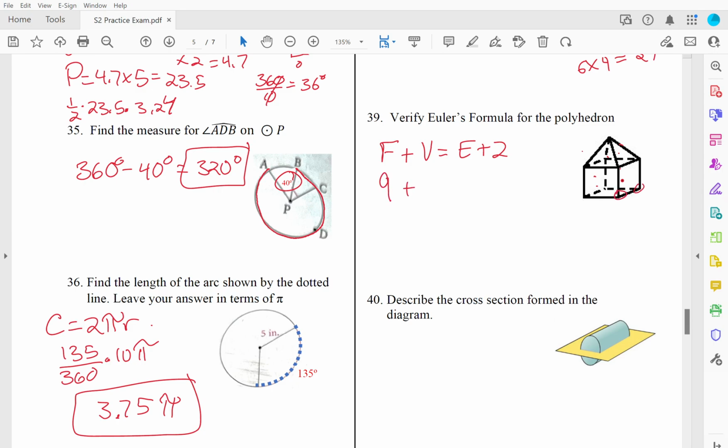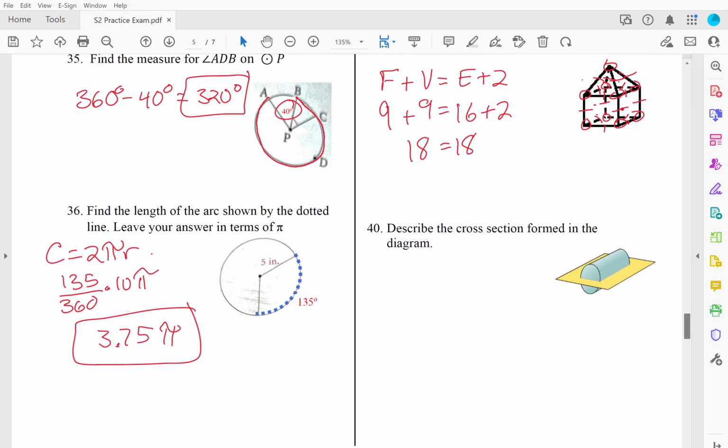Vertices, we have 1, 2, 3, 4, 5, 6, 7, 8, 9. Edges, we have 4 around the base, 1, 2, 3, 4. We have 4 vertical, 1, 2, 3, 4. So that's 8. 4 at the top of the vertical, so that's 1, 2, 3, 4. That's now 12. 4 slanted, and that's 16. So 16 plus 2. Sure enough, 18 equals 18. There we go.